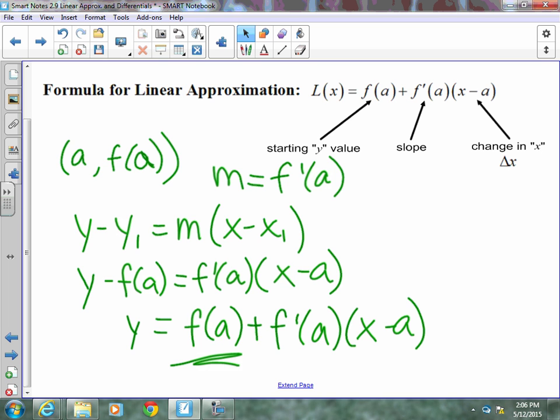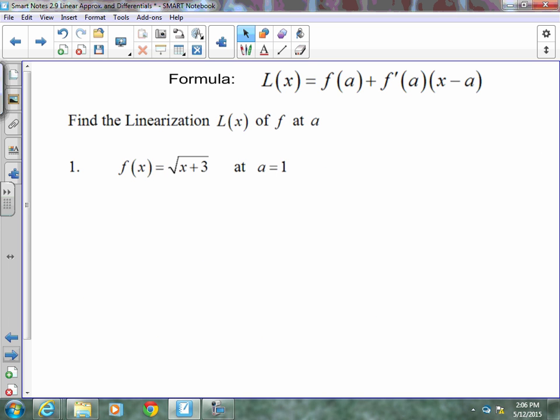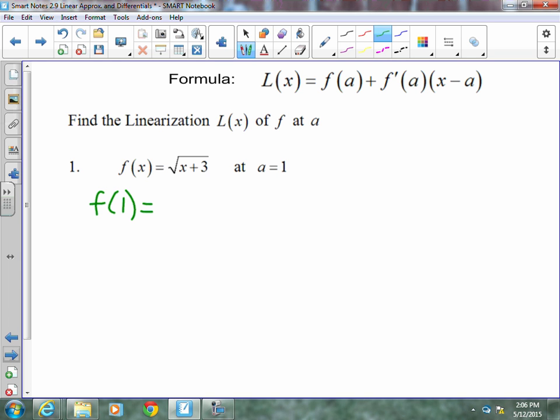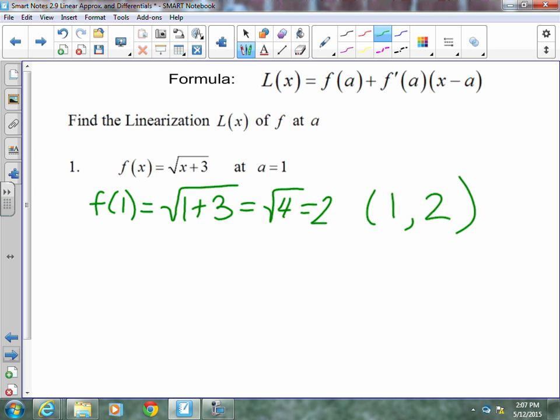So let's try one. Find the linearization of f at a. So the first thing we need to find is f of 1, because our a value is 1, we need to get our point. We know our point is going to be 1, something. Let's figure out what that something is. Radical 1 plus 3, which is radical 4, which is 2. So our point is 1, 2.